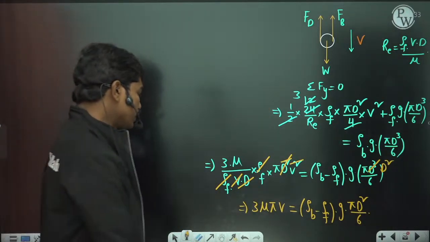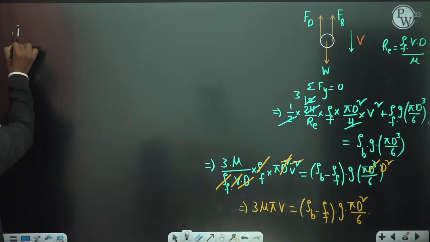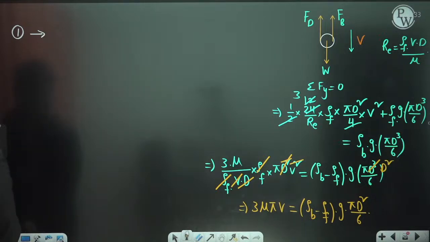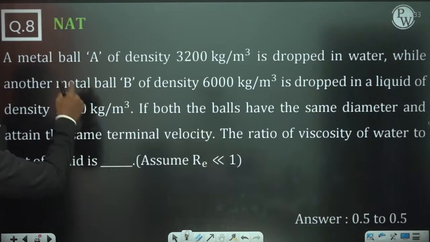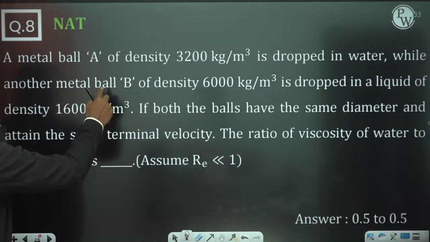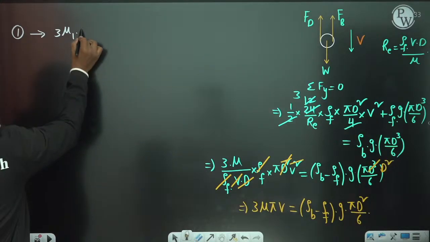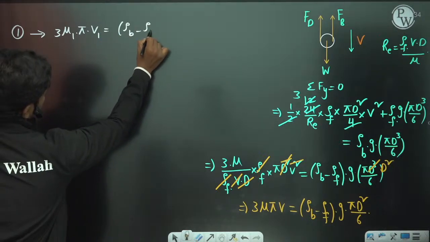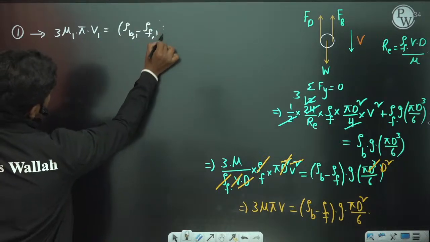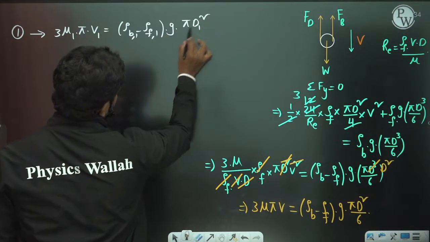Now if you see, there are 2 cases that are given to you. In the first case there is some fluid with a certain different viscosity. So 3 mu 1 into pi times velocity in the first case is equal to density of the body minus density of fluid 1 into g into pi d1 square by 6. This is in the first case.